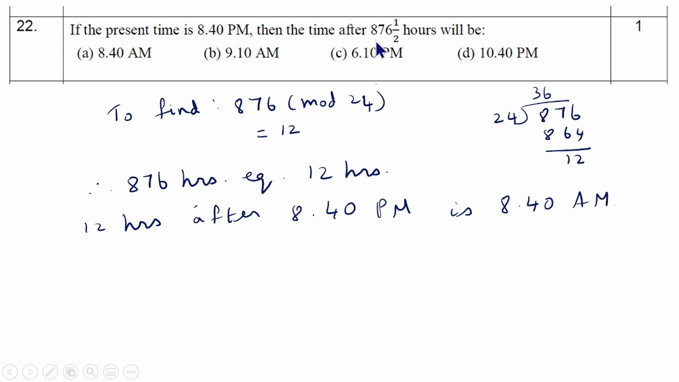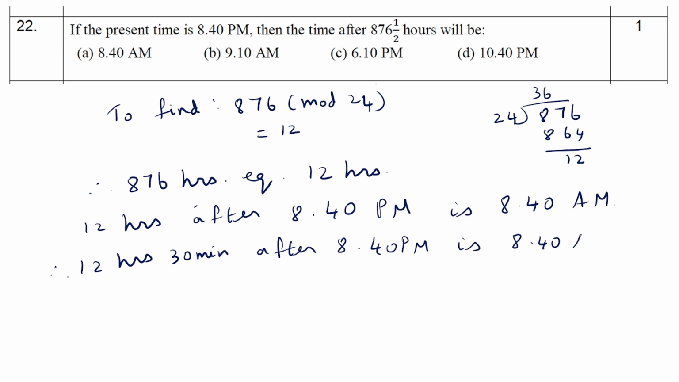So we need to find 876 and half hours after 8:40 p.m. We already found 876 hours is equivalent to 12 hours. So it means 12 hours 30 minutes after 8:40 p.m. will be half an hour after 8:40 a.m., which is 9:10 a.m. Therefore, 12 hours 30 minutes after 8:40 p.m. is 8:40 a.m. plus 30 minutes. So half an hour after 8:40 a.m. it is 9:10 a.m.